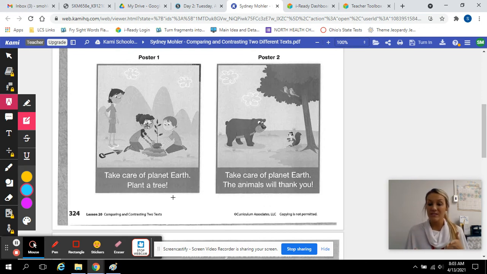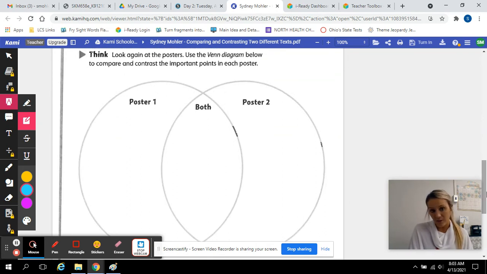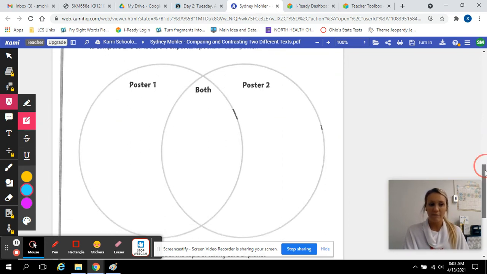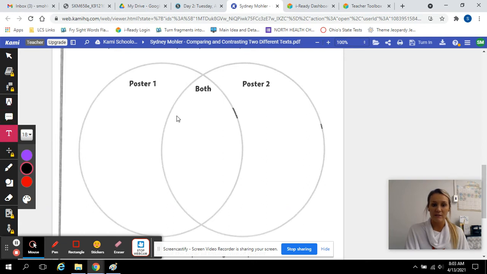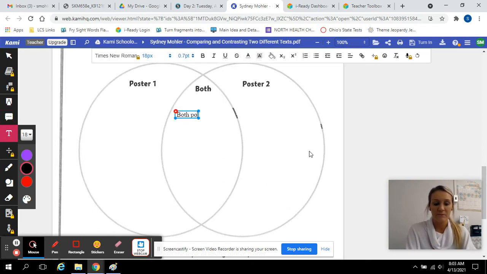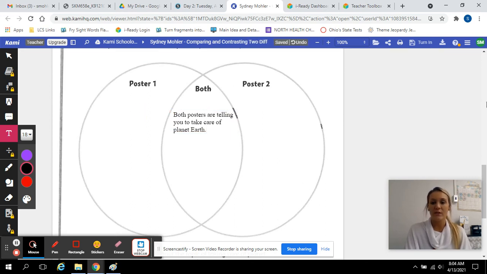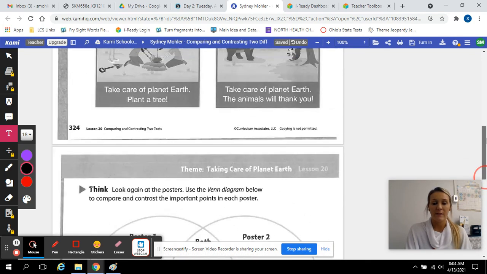Now, how are these two posters different? What's happening in this poster and then what's happening in this poster? You'll use those points to fill out your Venn diagram. We'll go ahead and fill out the both, and then I'll let you do the differences. All right, so we have the both done. So go ahead and do the differences. You have one difference here and your other difference over on the right, okay?